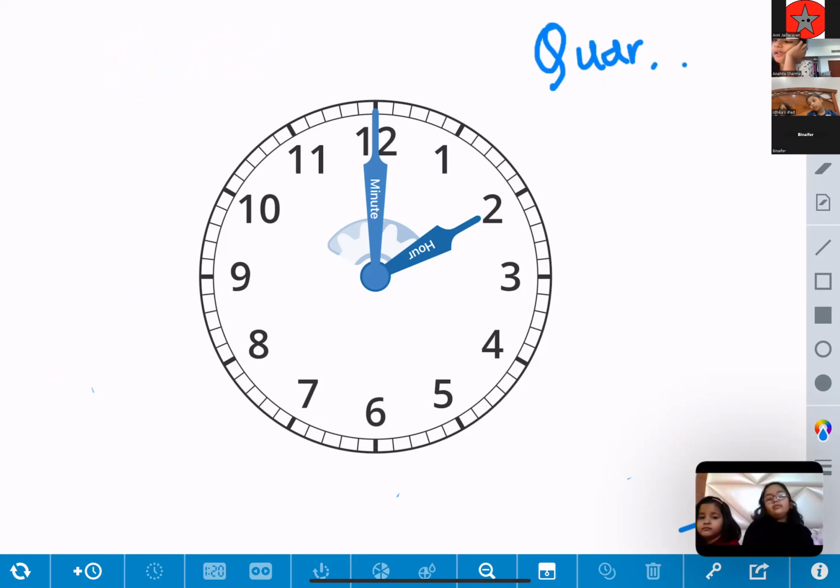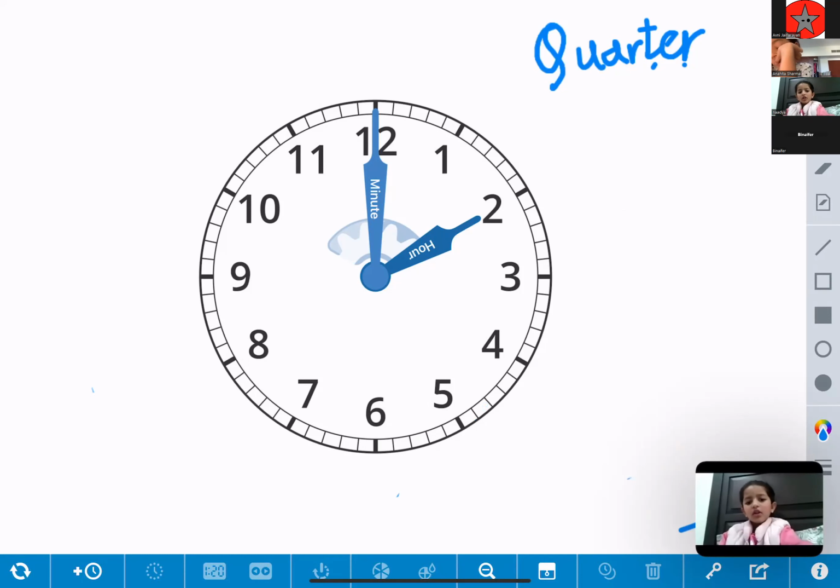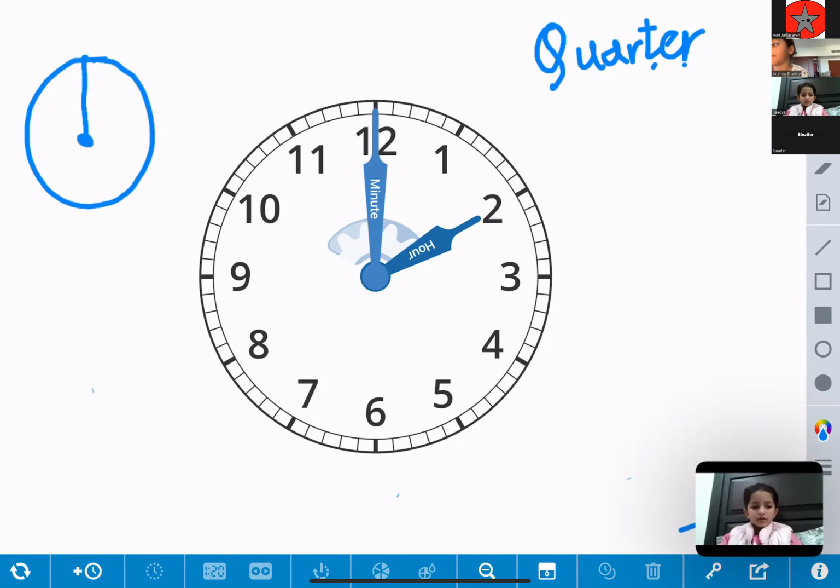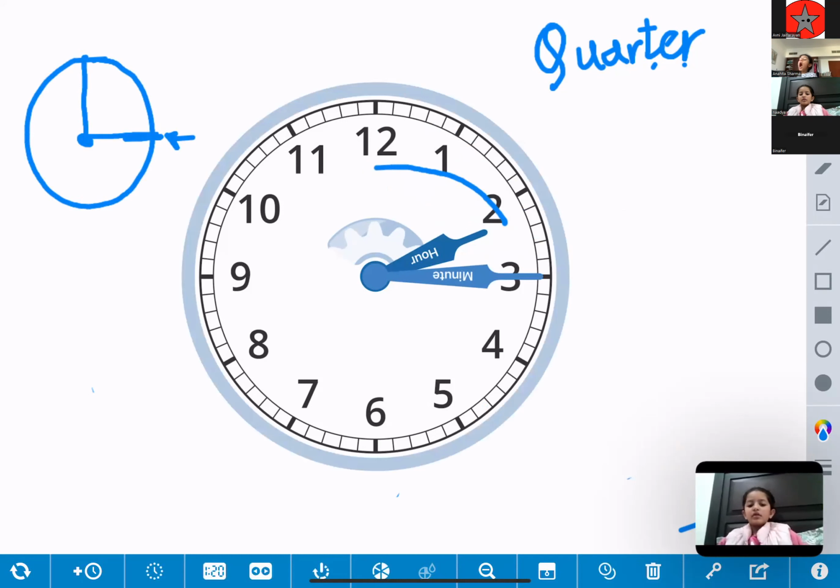So in quarter past, I have explained. Can someone tell me where exactly the minute hand will be, on which number? Samaira, I know you know that, so I'm not giving you the turn. How about Nadia? Nadia, do you know where the minute hand will be for quarter? On which number? 12? At 12 it would be one full circle. For quarter it should be here, right? Which number will it be? 3. Yes.